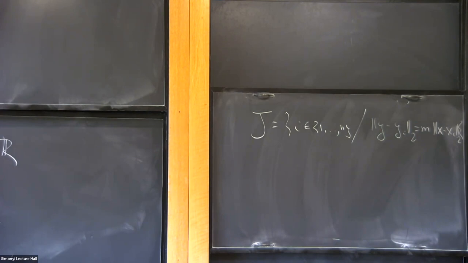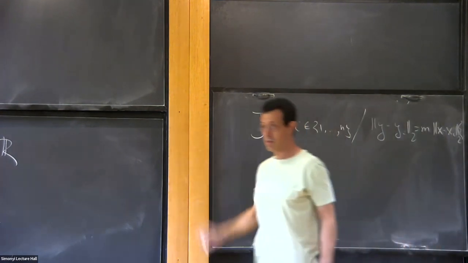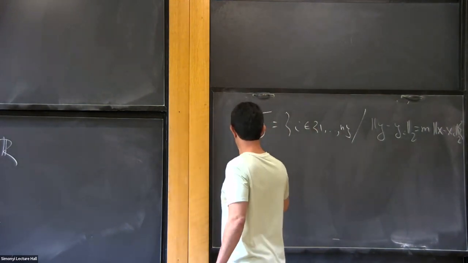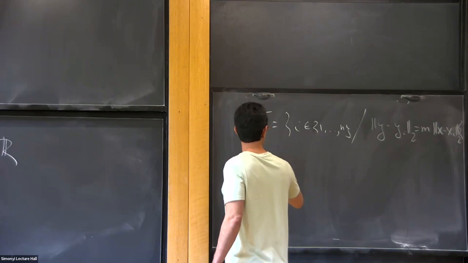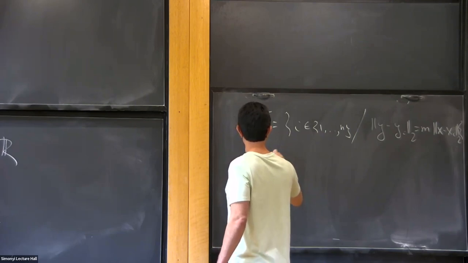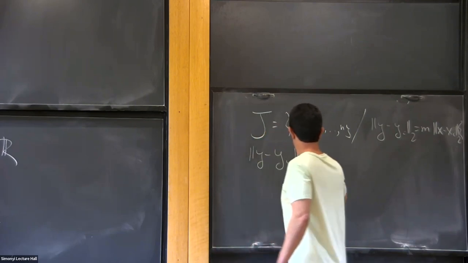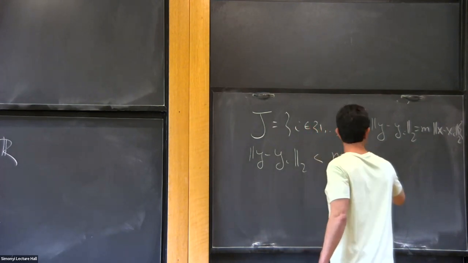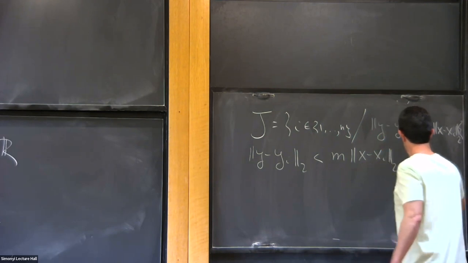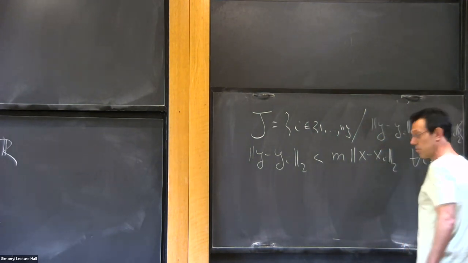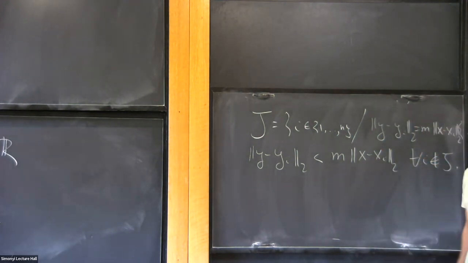Okay? That's a definition. So by definition, we know that there is Y_i such that the norm of Y minus Y_i is strictly less than M times the norm of X minus X_i for every i. Again, everything is by definition.